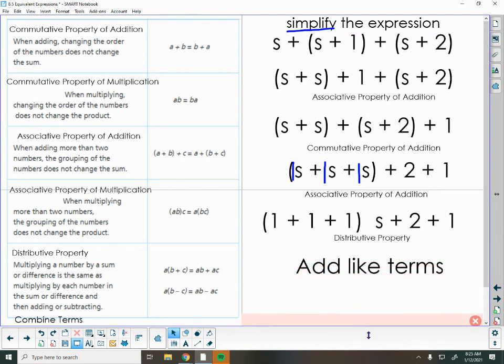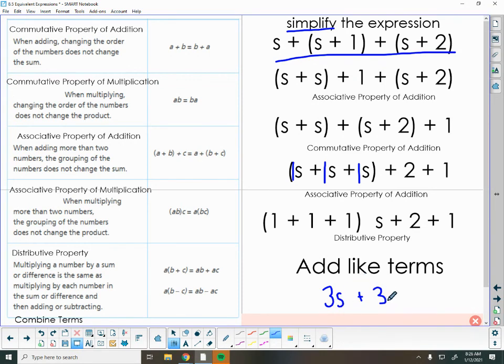Then we can add our like terms. So 1 plus 1 plus 1 is 3 groups of S, 3 times S, plus we have our 1 and 2 here, which are just numbers we can put together. So we have 3 times S plus 3 more will tell us the perimeter of this triangle. So this up here, this really long expression, can be simplified down to 3 S's plus 3.